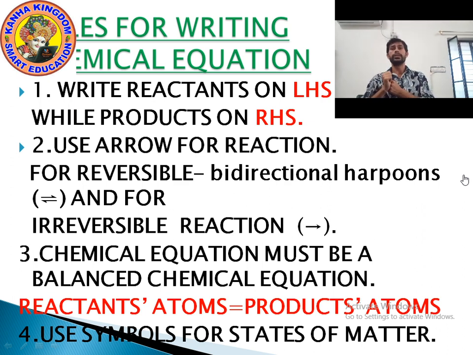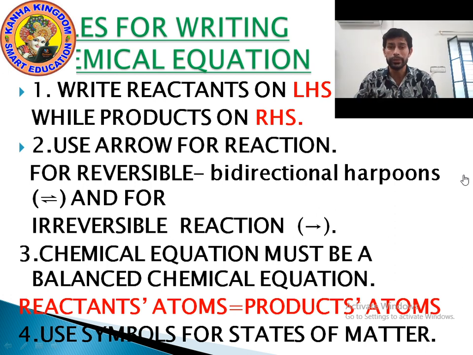Rule number 2, use arrow for reaction, for reversible reaction and irreversible reaction. When reactants react with each other, they give a new product. Between reactant and product, we will use an arrow. We have two arrows. The first arrow is for reversible reaction and the second is for irreversible reaction. For reversible reaction, we will use the bidirectional harpoon arrow, two half arrows in opposite directions.